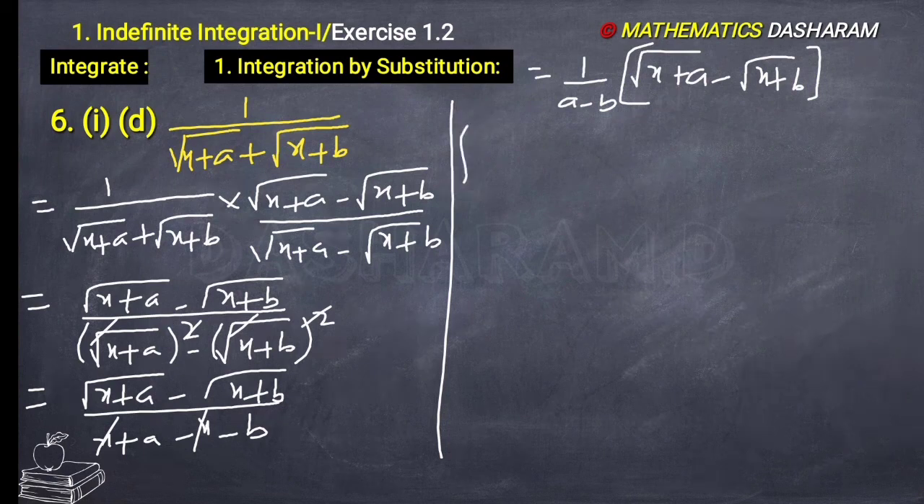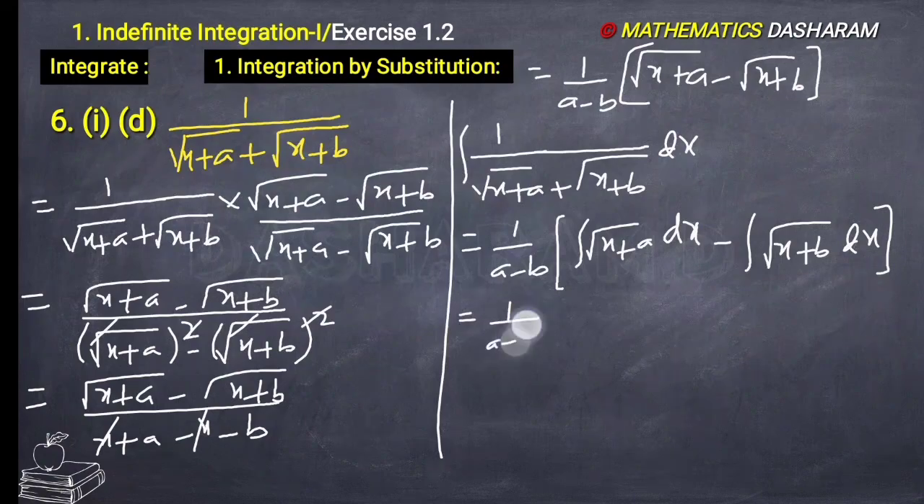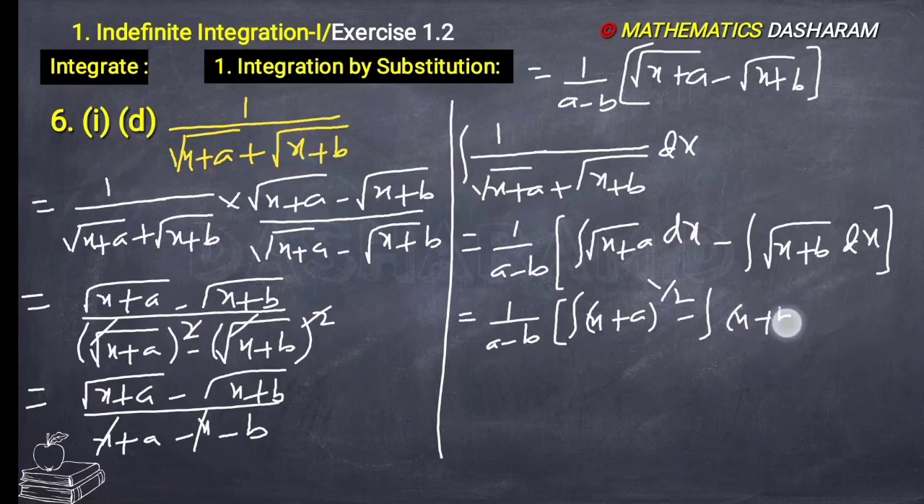So let us apply the integration for the given question. Here 1 by a minus b is a constant, so it is 1 by a minus b into the integration of root x plus a dx minus the integration of root x plus b dx, which is equal to 1 by a minus b into the integral of (x plus a) whole power 1 by 2 minus the integral of (x plus b) whole power 1 by 2 dx.